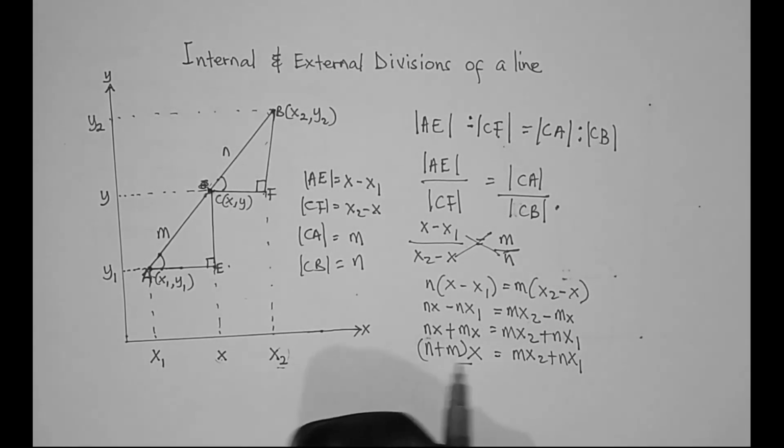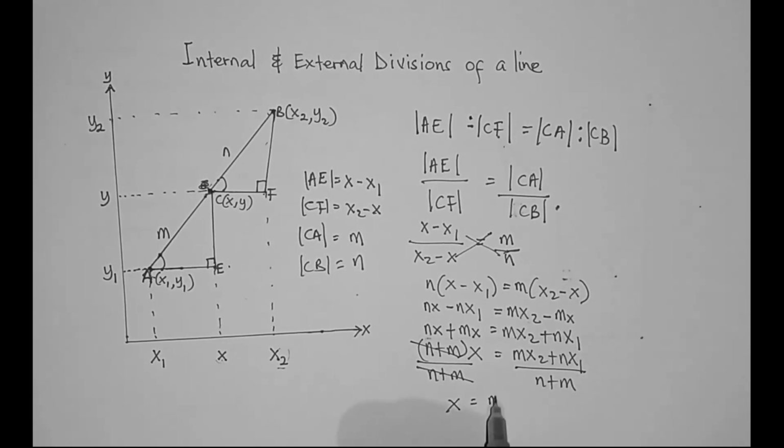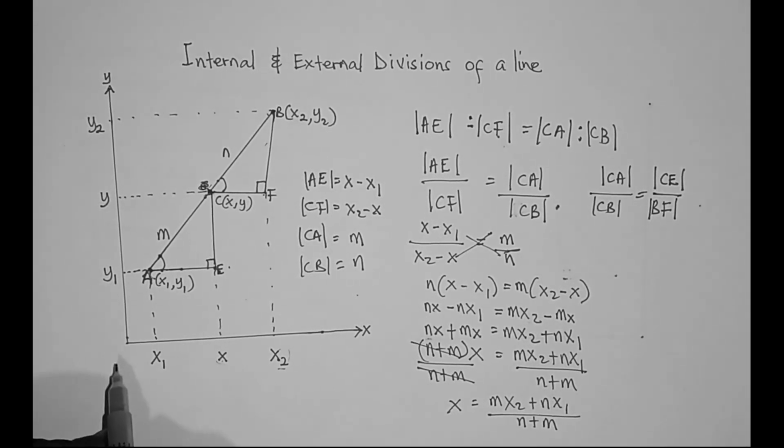So let's divide through by n plus m on both sides. This n plus m and this n plus m can cancel out. So x is equal to mx2 plus nx1 divided by n plus m. So this is the x component for the internal division of a line. So let me write it down here.